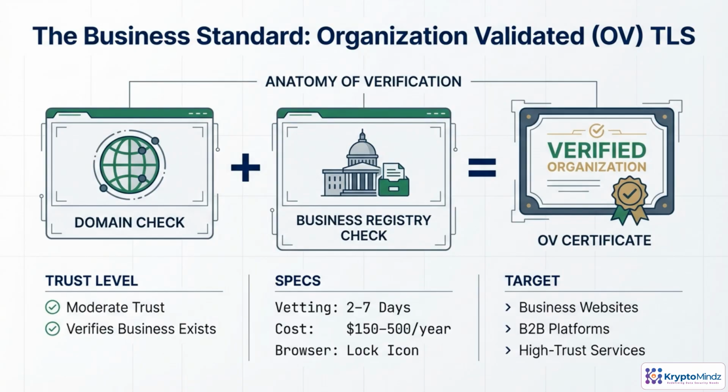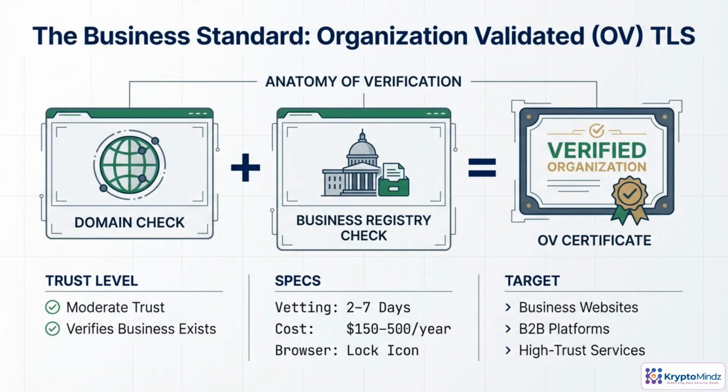Organization-validated, or OV, certificates are the business standard for showing that a real company is behind a website. They start with the same basic domain control check you'd see with DV. Can this applicant actually control this domain? Then they go further. The certificate authority also confirms that the organization is legally registered, active, and associated with that domain, using official business records and contact details.